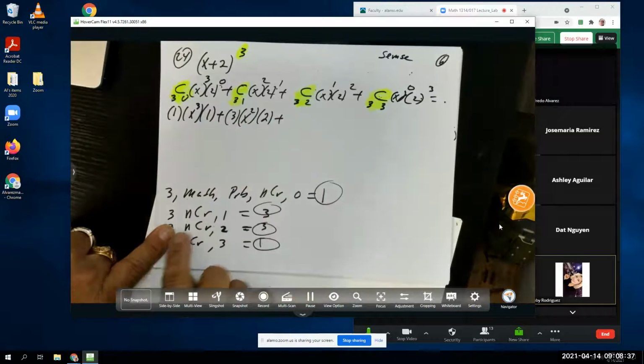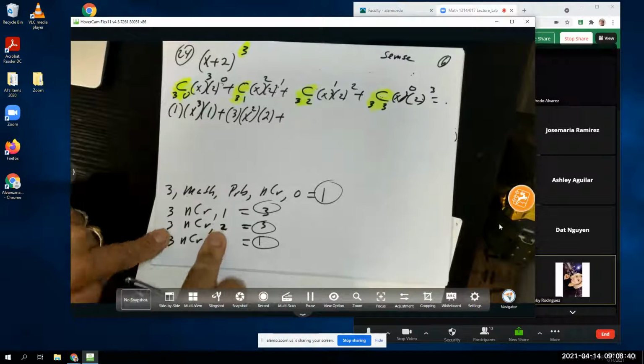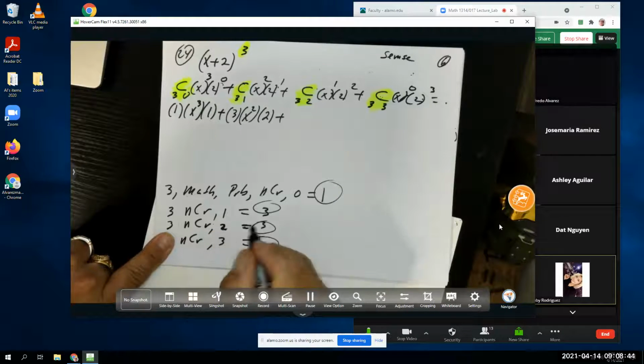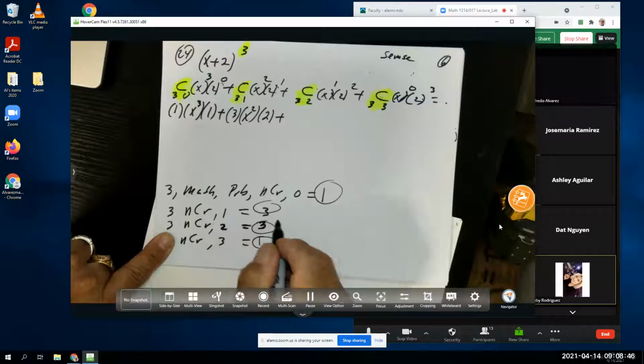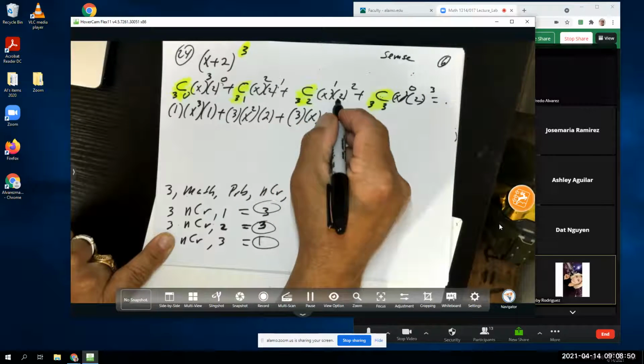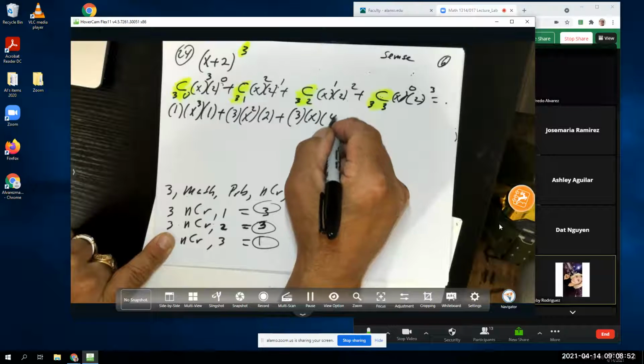And 3 NCR 2, this one here, where my fingers are, what do you think that one is? 3. What do you think the answer is? 3, exactly. 3x. And 2 to the power of 2 means 2 times 2 is 4.